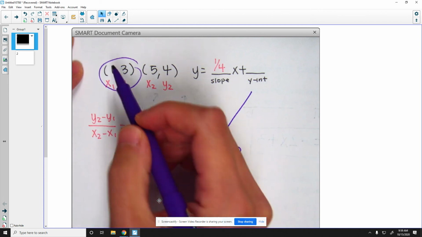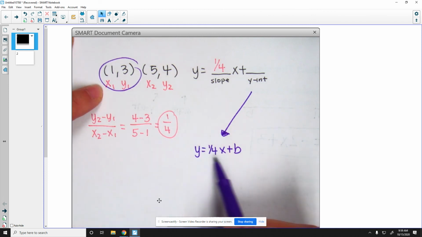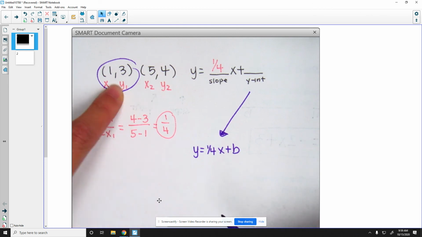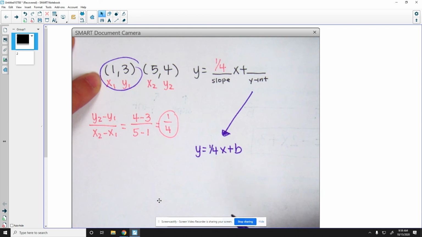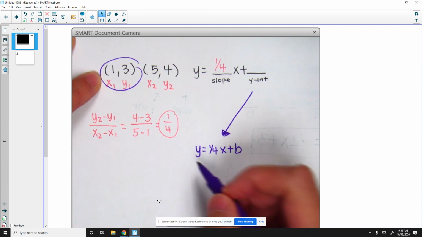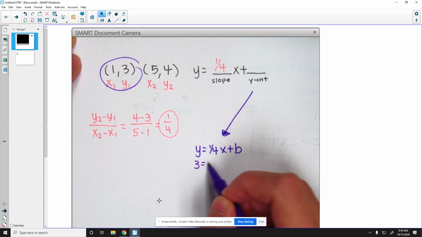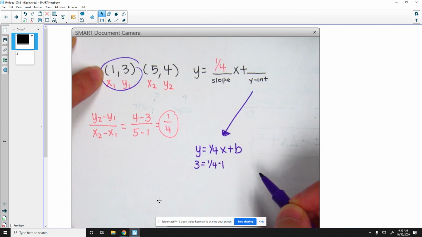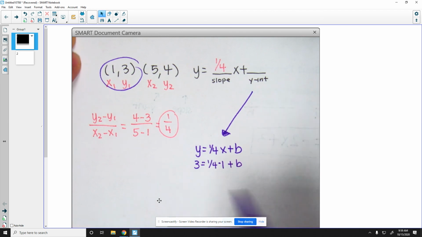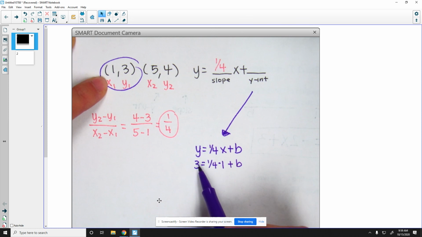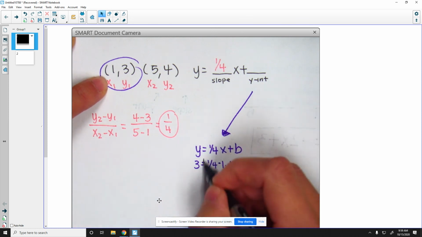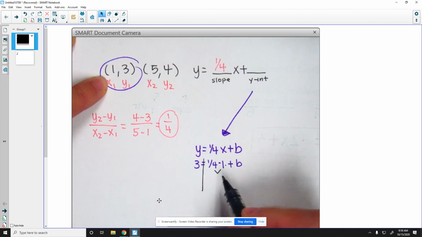Cooper is saying take one of these points, any one. So let's just choose this one. And that's my x and that's my y, and plug it in for my x and y. I could choose the 5 and the 4 if I wanted to. I could choose the 1 and the 3. Normally, I like to choose the one that doesn't have negatives, that's all positives, no decimals. Well, both of them are. So instead of the y, I write the 3. 1/4 times x. Instead of x, I write the 1 and then plus b. So do you see what I did? I took a point and I plugged it in as my x and my y. So now what I can do is I can solve for b.